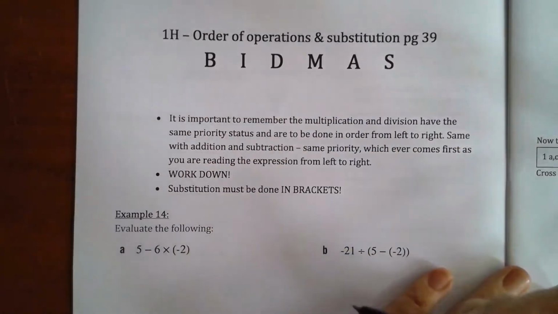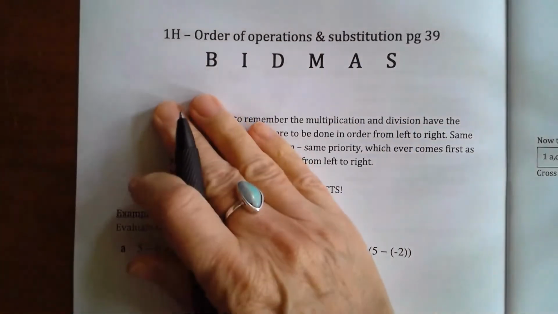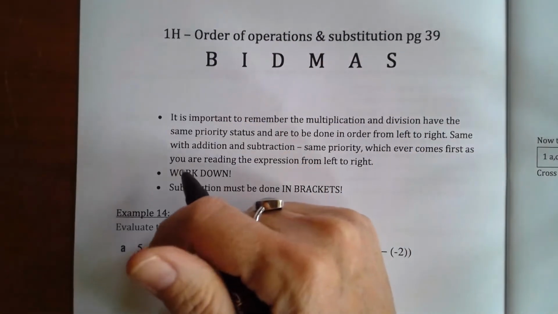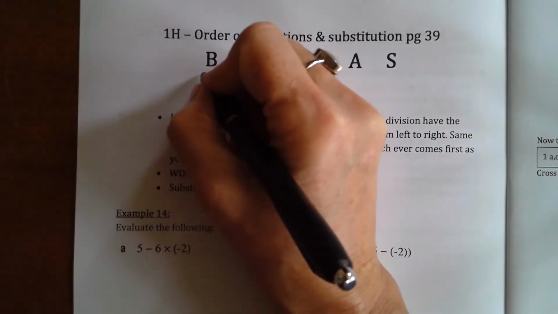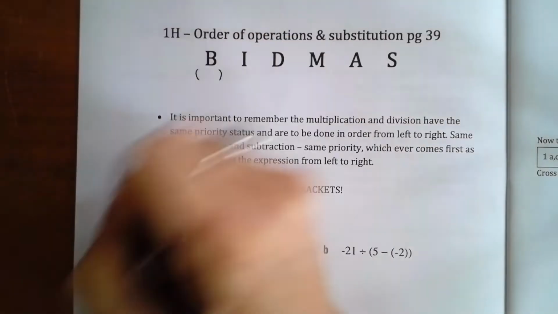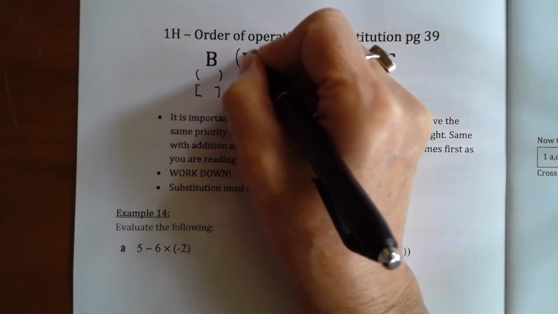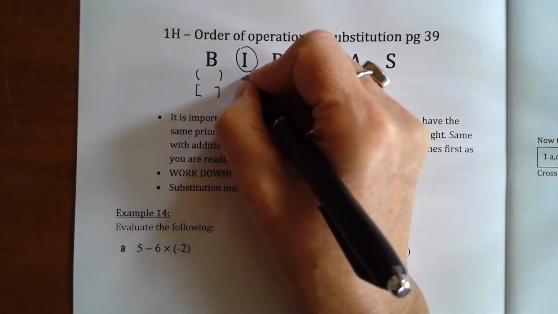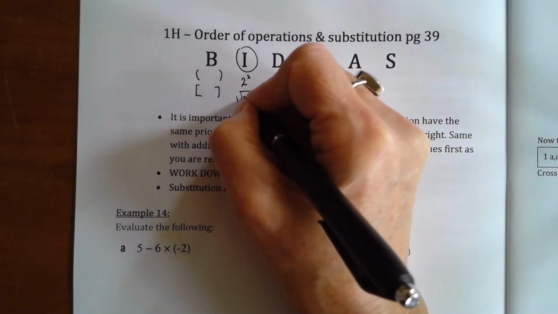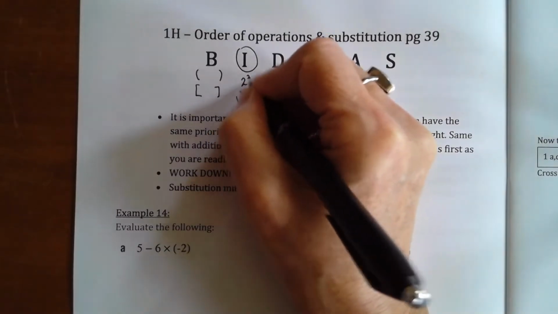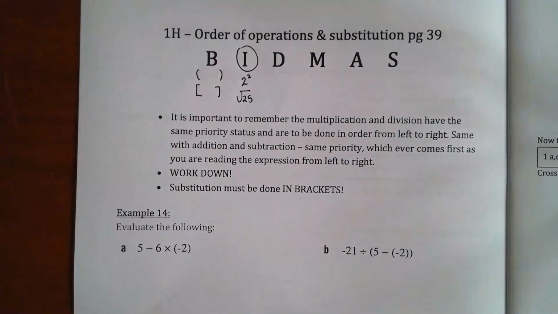So BIDMAS, what does that mean? BIDMAS means the order that I have to do a problem in when I'm working down on a problem. The B stands for brackets. Sometimes they look like that, sometimes they look like that. The I stands for indices, so that's stuff like 2 squared or the square root of 25. Those things are called indices, and they have to come next.